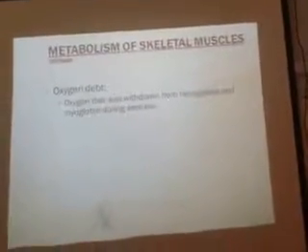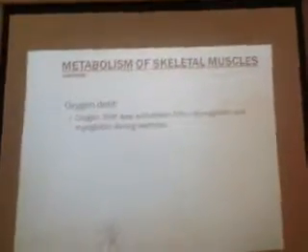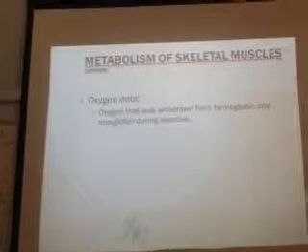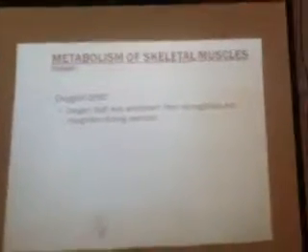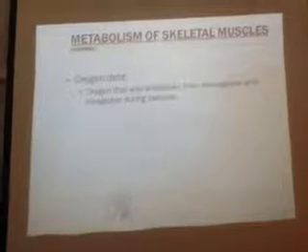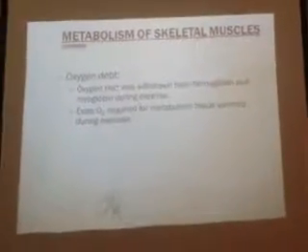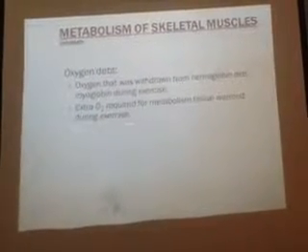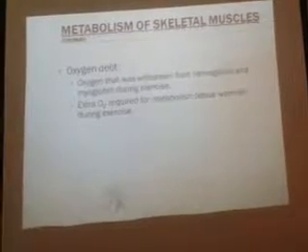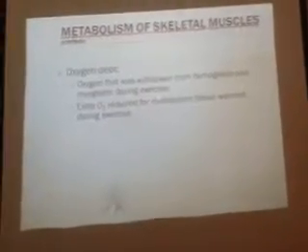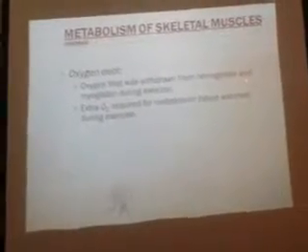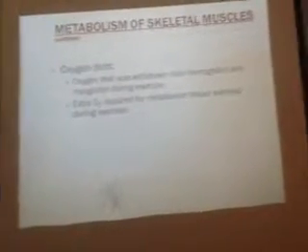Then what is the function of oxygen debt? Oxygen debt is the oxygen that is withdrawn from the hemoglobin and myoglobin during exercise. Why? What is the function of this? Extra oxygen is required for metabolism. When the tissues are warmed during exercise, they require some oxygen for metabolism. For that reason, some of the oxygen is withdrawn from the hemoglobin and myoglobin during exercise. That is called oxygen debt.